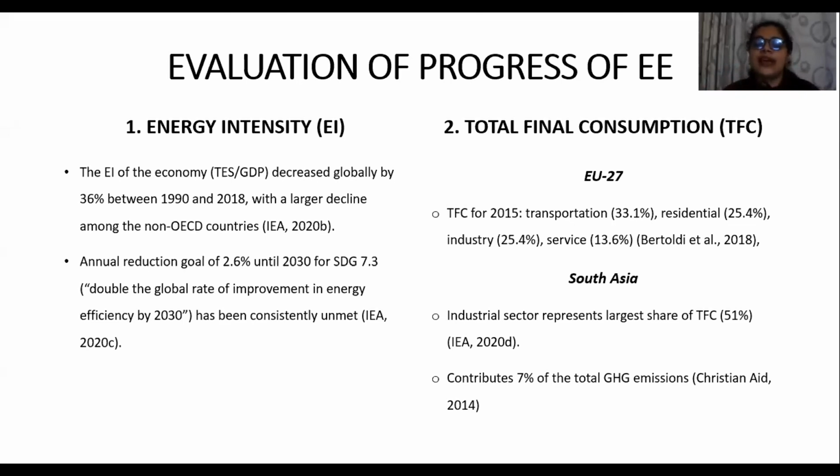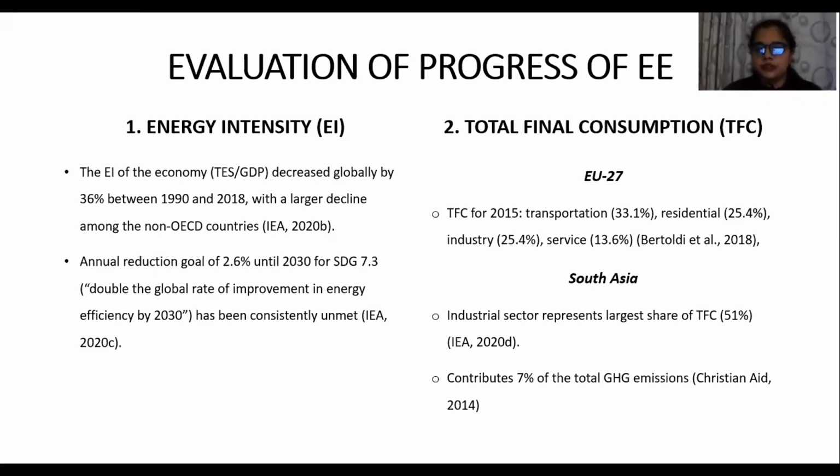In South Asia, on the other hand, the industrial sector represents the largest share of TFC. Unlike the EU27, however, because the energy infrastructure is not mature enough, renewables contribute very little to the energy supply. So this makes South Asia contribute 7% of the total GHG emissions.